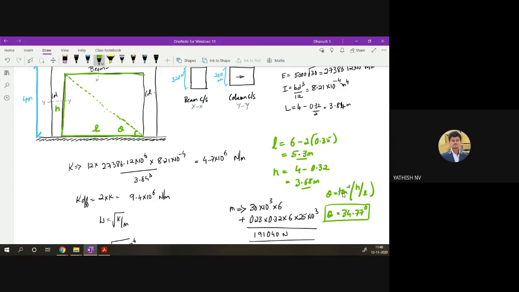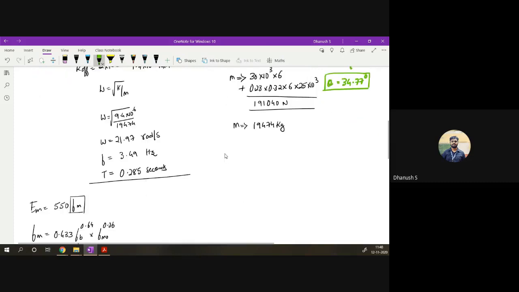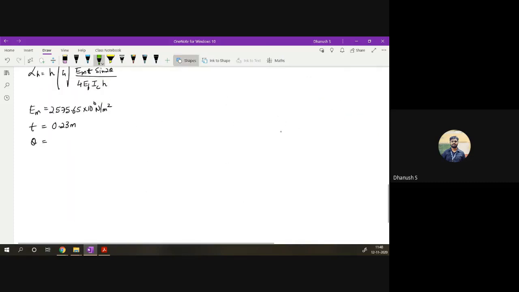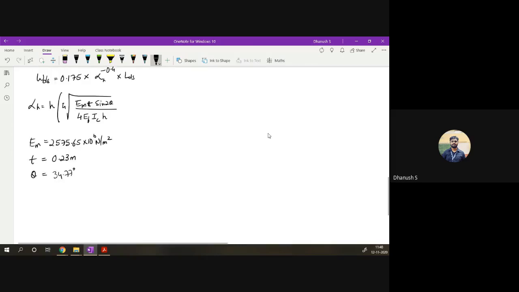Yes, sir. Everyone got the same value? Someone else confirm the value? Correct, sir. Okay. Next, we've got the value for theta. How much is it? 34.77. Let's write that here: 34.77 degrees.